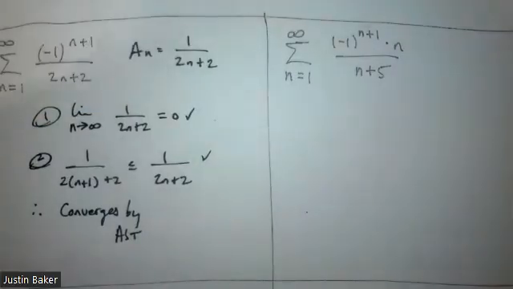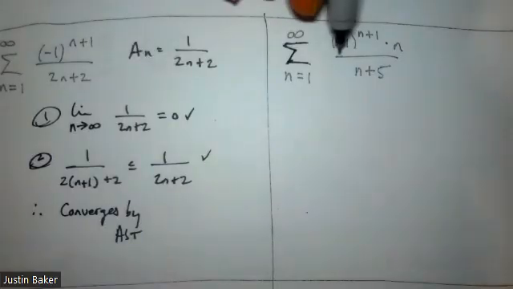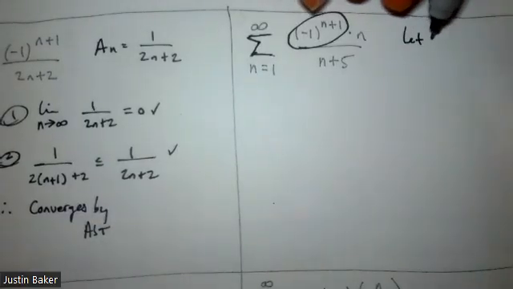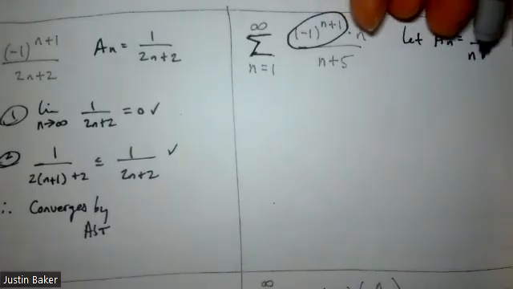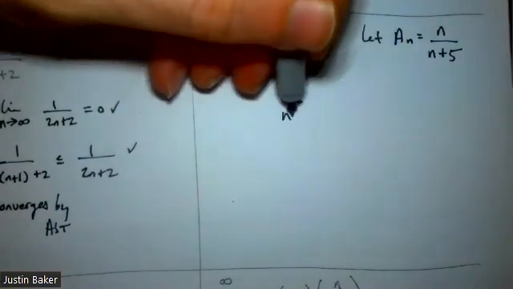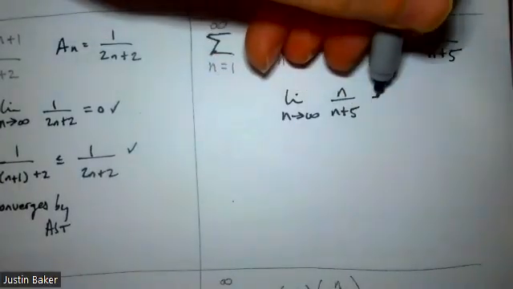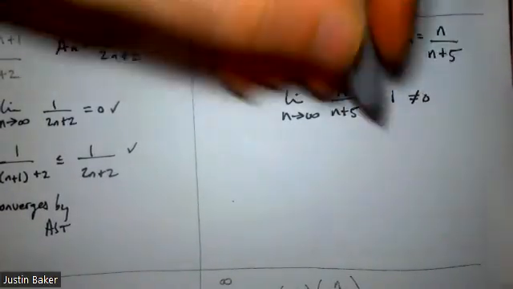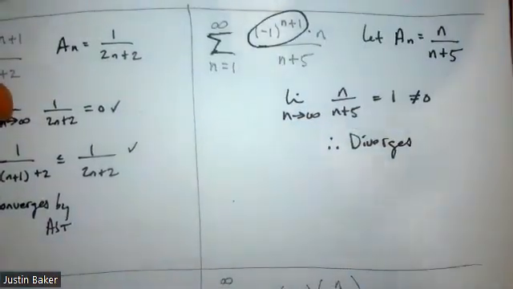Okay. For the next one after that, we're going to say that your alternator is right there. And then we're going to let a sub n equal n over n plus 5. So when we go to try to do that, the limit as n goes to infinity for n over n plus 5, that's equal to 1, and that doesn't equal 0. Therefore, by the nth term test, this would diverge.